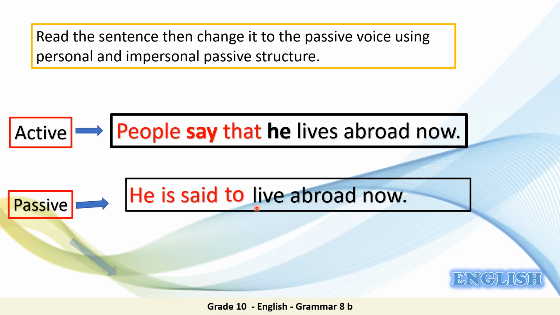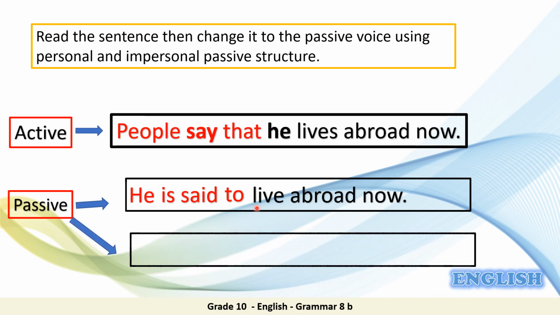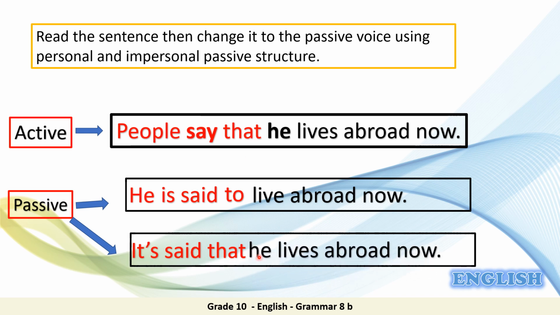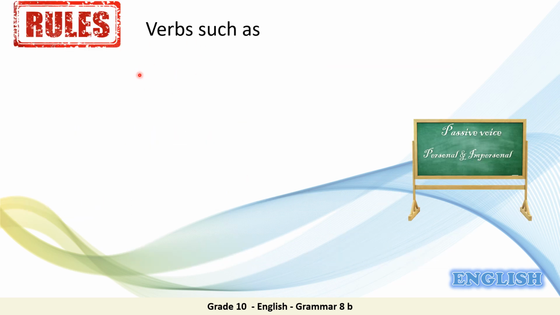Let's find out how to change it to passive using the impersonal structure. In the impersonal structure, we always start with, that's correct, it is said that. We're going to change the verb say into is said. Then that clause is going to be the same, that he lives abroad now. Now we have the rules.